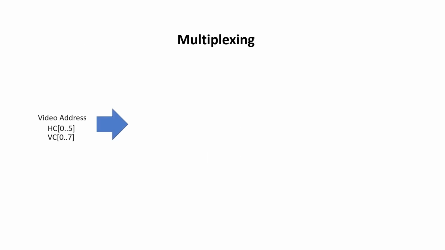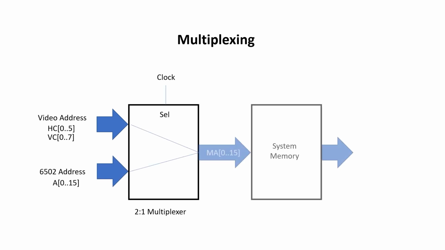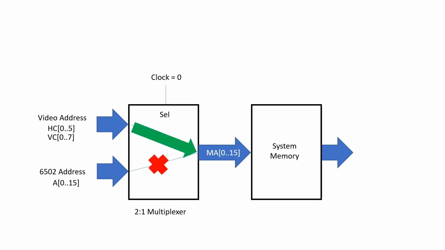And what we need is a circuit that can take both the video address and the CPU address and only allow one to have access to the main memory address bus. A circuit that does this is called a multiplexer, and we use the select signal to choose whether it's the video address or the 6502 address that goes through to the system memory. When select is low, we want the video address to go through, and we want the 6502 address to be blocked. And similarly, when select is high, we want the 6502 address to be able to go through to the system memory, and we want the video address to be blocked.